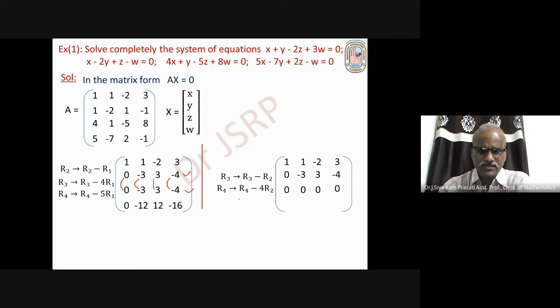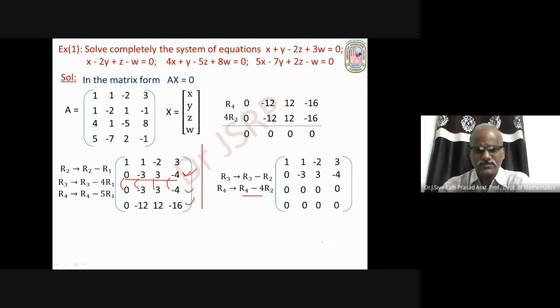Okay. Next, to calculate this, take R4. This is fourth row. 0, minus 12, 12, minus 16. 4R2. This is second row. Multiply the second row by 4. So 4 into 0, 0, minus 12, 12, minus 16. Subtract. So we get all zeros. Okay. So fourth row becomes 0.